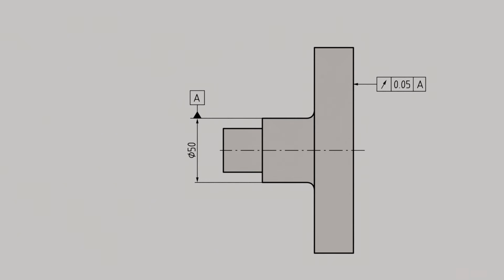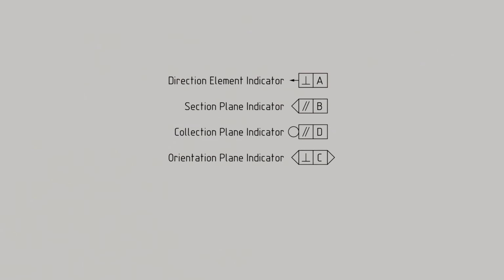Finally, an important auxiliary indicator for the positional tolerances will be examined. In the video on form tolerances, we have already explained three of these auxiliary indicators in detail. These were the direction element indicator, the section plane indicator, and the collection plane indicator. In the case of positional tolerances, the orientation plane indicator plays an important role.